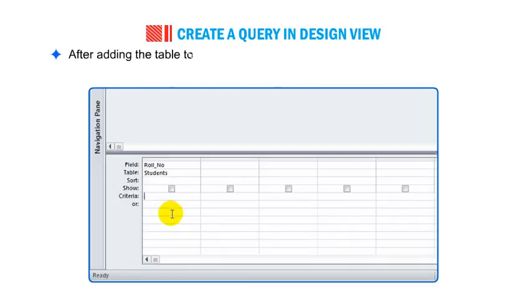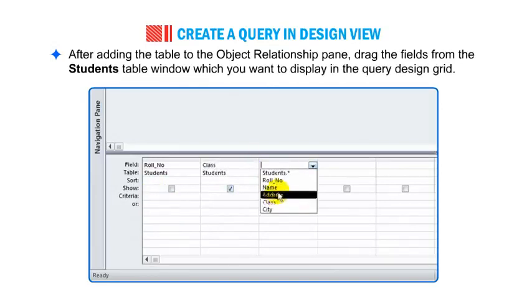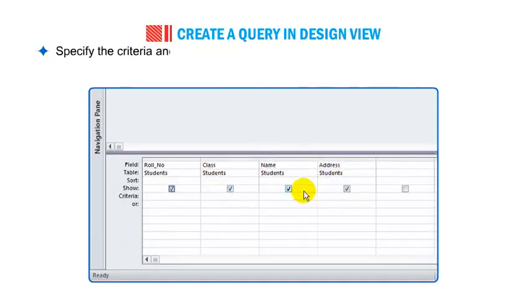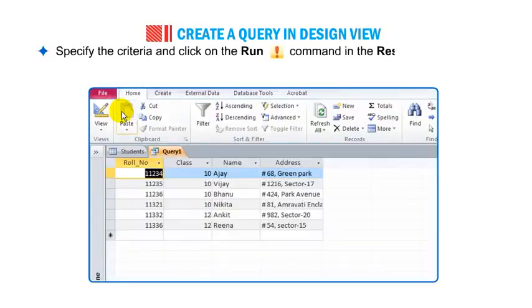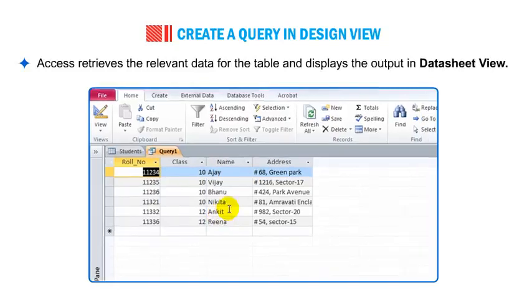After adding the table to the object relationship pane, drag the fields from the Students table window which you want to display in the query design grid. Specify the criteria and click on the Run command in the Results group on the Design tab. Access retrieves the relevant data from the table and displays the output in Datasheet view.